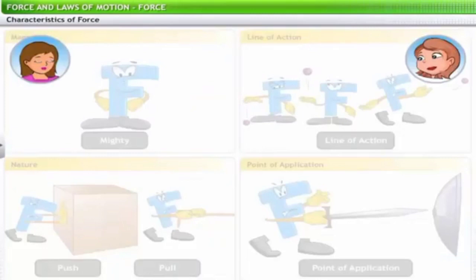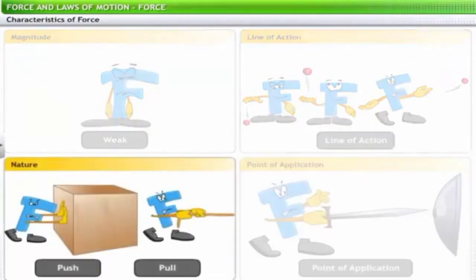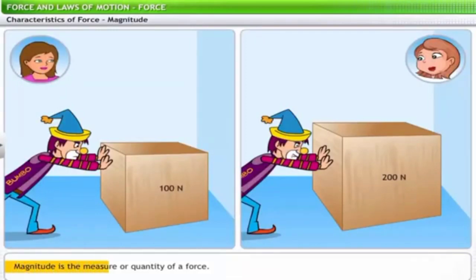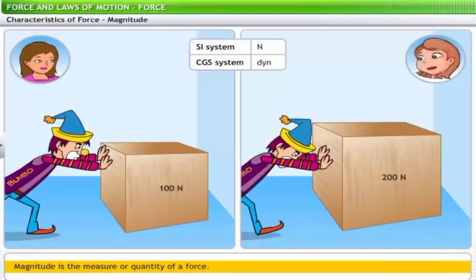So how do we identify force? You identify force using its four characteristics: magnitude, line of action, nature, and point of application. Magnitude is the measure or quantity of a force. Magnitude of force is quantified in Newton in the SI system and in dyne in the CGS system. Look at Bambu trying to push the two wooden blocks of different sizes towards the wall.